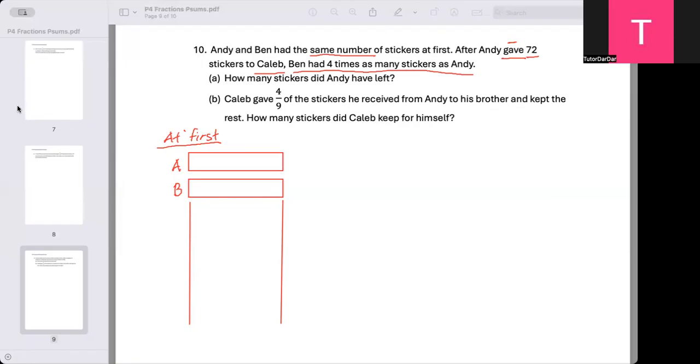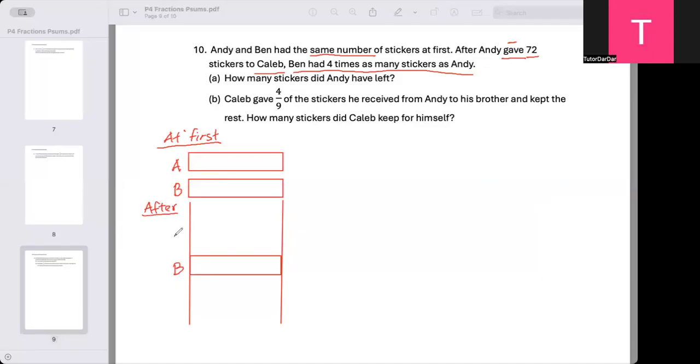Okay, so what is going to happen is the size of Ben is going to be the same. Why? Because Ben never gave anything to anybody. So this is Ben. This is after.